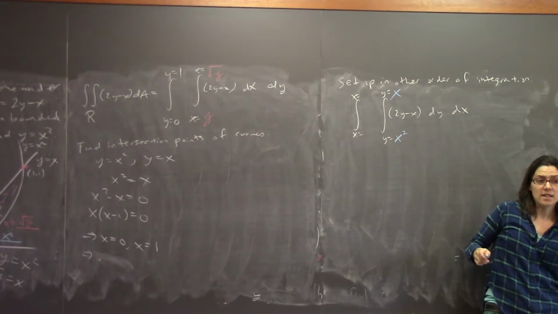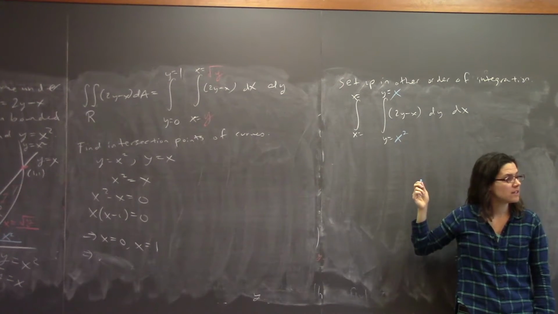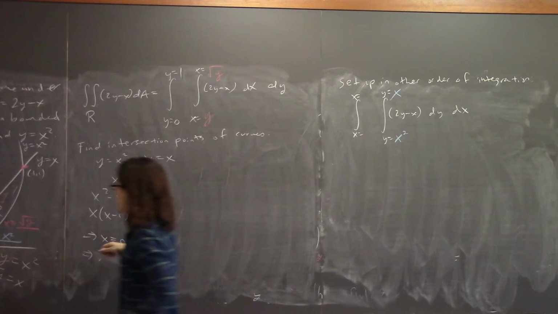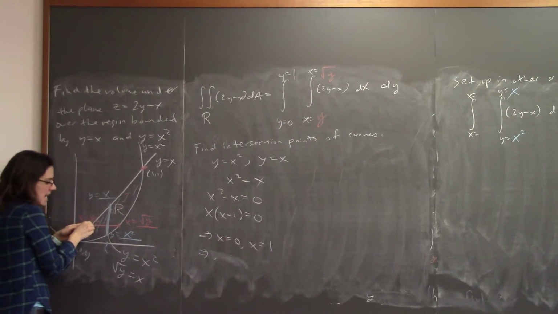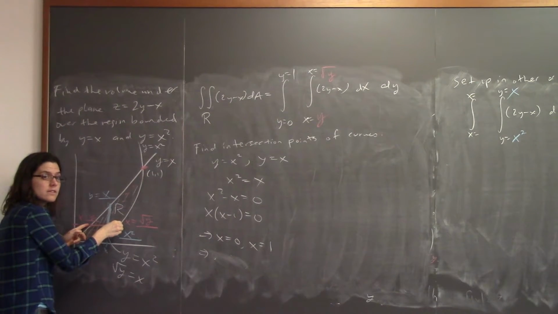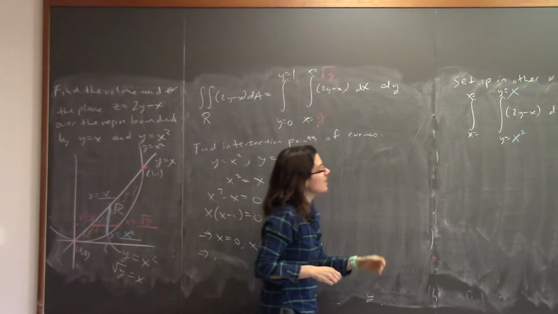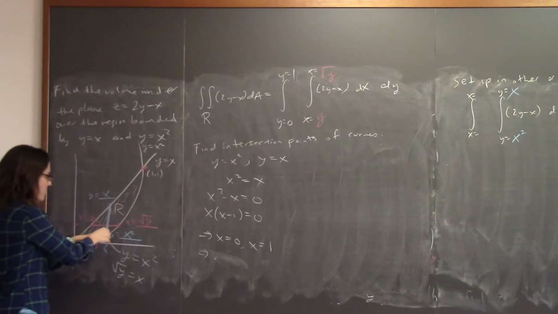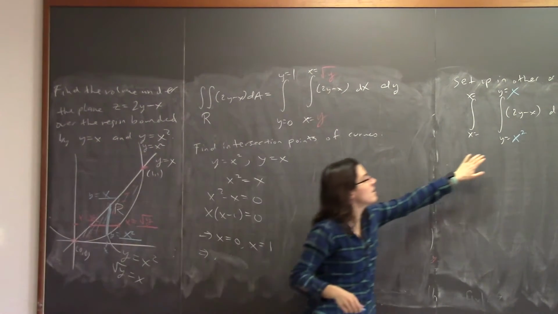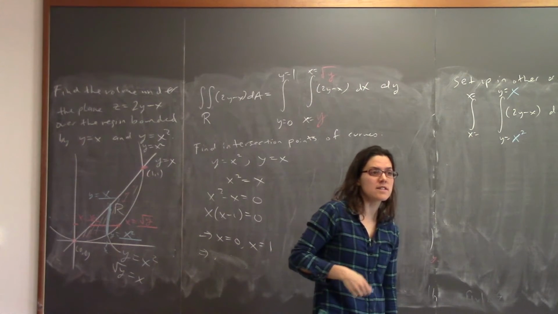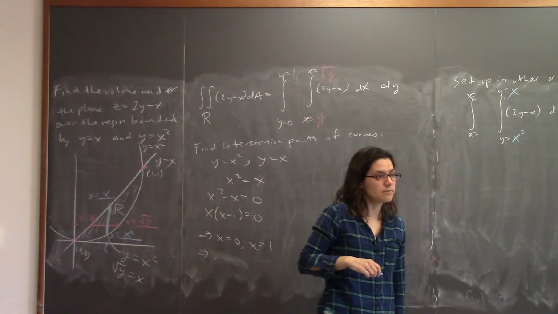Something to notice here is that in some sense, these things switched. So for the horizontal slices, we went from the line to the curve. But for the vertical slices, we go from the curve to the line. So which one is smaller depends on which way you're slicing. So be careful about that.